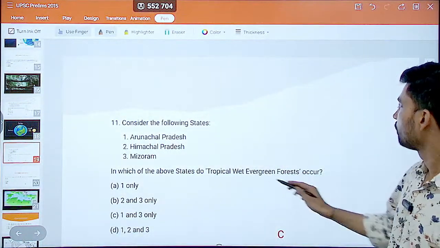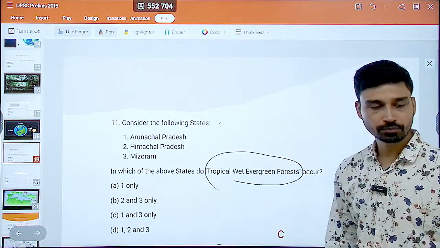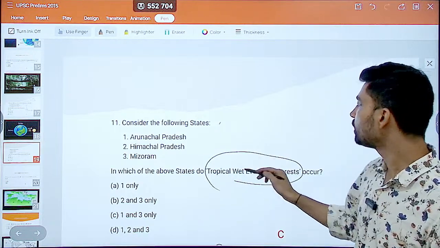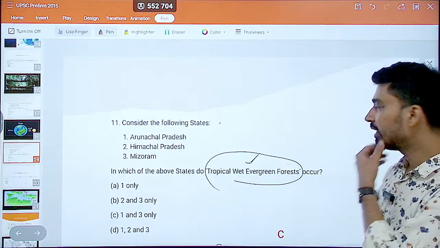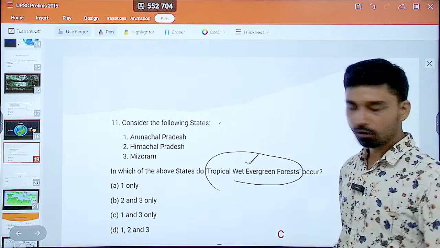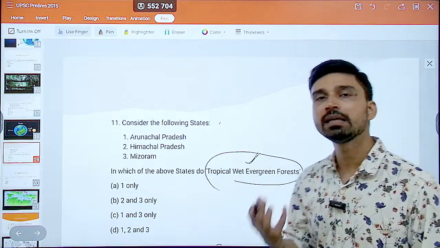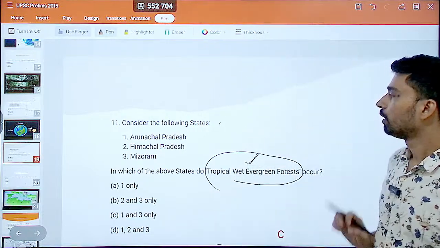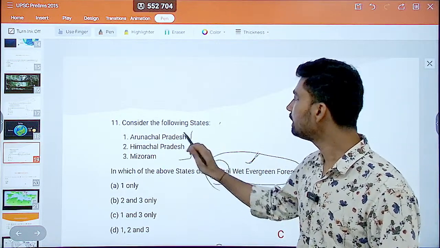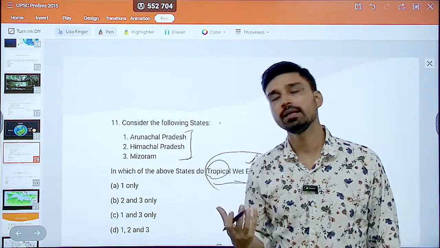Again, a question has been asked from the natural vegetation or forest chapter, where you have to consider 3 states: Arunachal Pradesh, Himachal Pradesh, and Mizoram. In which of the above states do tropical wet evergreen forests occur? Now, if you look closely here, tropical wet evergreen forest basically means forest which requires more than 200 centimeters of annual average rainfall, and depending on that we have to understand the latitudes where these states are situated.